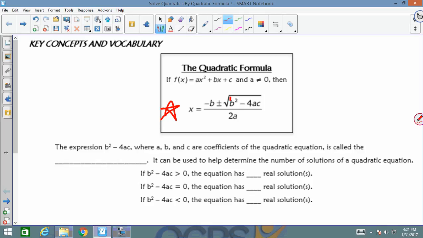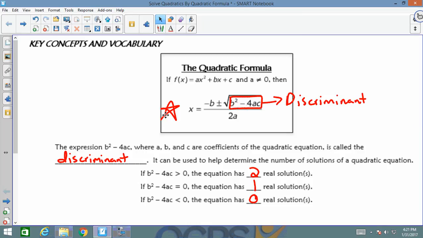Okay? This part right here is b squared minus 4ac. We call that the discriminant. If we do that, and we get a positive number, that means we have two real solutions. If we do that and get the number 0, we have one real solution. And if we simplify that and get a negative number, we have no solutions. No solutions at all. We'll talk further about the discriminant in a little bit.